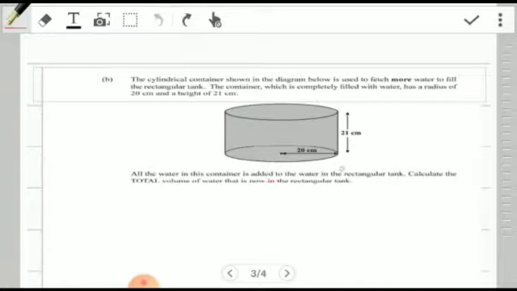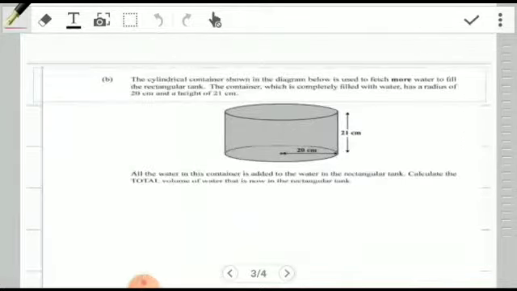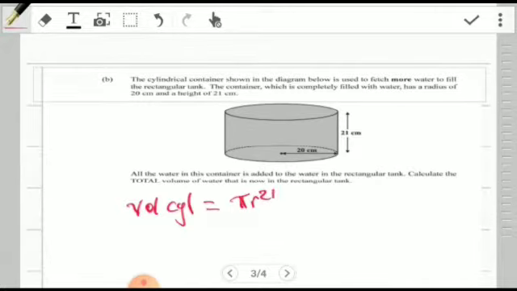So this is filled with water. They're giving us pi as 22/7, as you could see here. We're going to use pi as 22/7. We're going to find the volume of this because the water is in this. So the volume of the cylinder is going to equal the area of the cross section, which happens to be a circle, times the height. So we're looking at pi r square h.